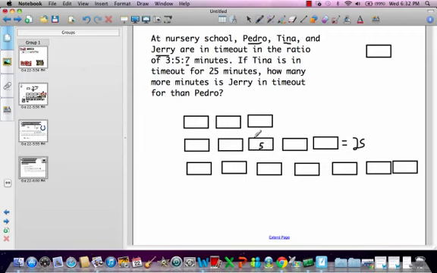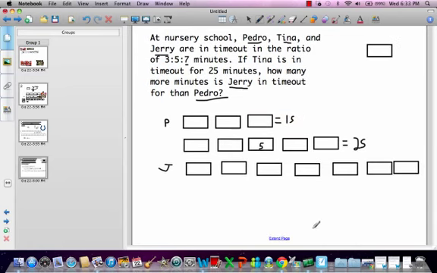So if each of her rectangles is worth 5, we can now figure out what the question is trying to ask us. Jerry and Pedro, we're looking for a comparison. Remember, this 3 one here is Pedro, and this 7 one here is Jerry. So Pedro then would be in timeout, if each rectangle is worth 5, for 15 minutes. And Jerry would be in timeout for what looks like 35 minutes, right? 7 rectangles times 5 minutes. So 35 minus 15 equals 20 minutes difference between Jerry and Pedro.